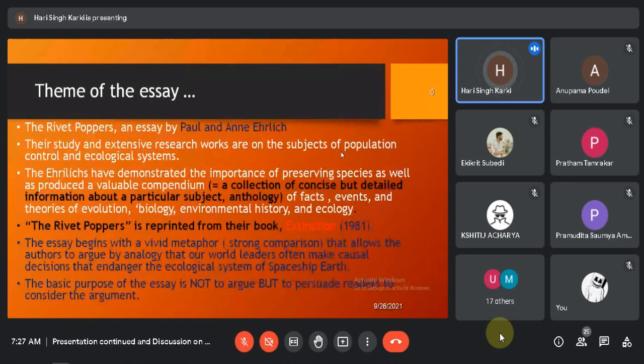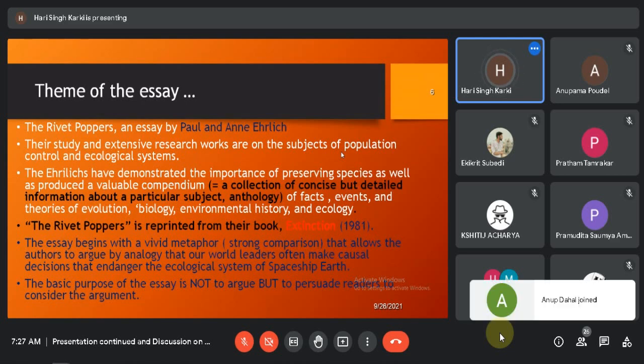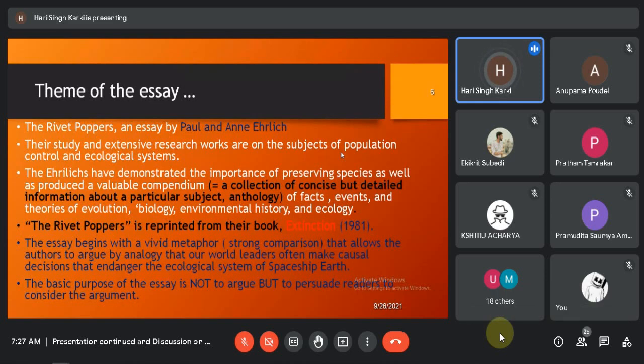The Rivet Poppers is reprinted from their book Extinction, which was originally written in 1981. And this is the preface. The summary of the whole book is written in this essay. The essay begins with a vivid metaphor. It is a clear metaphor. There is a strong comparison that allows the authors to argue by analogy that our world leaders often make casual decisions. Their decisions are responsible for endangering the ecological system or the species of Earth.